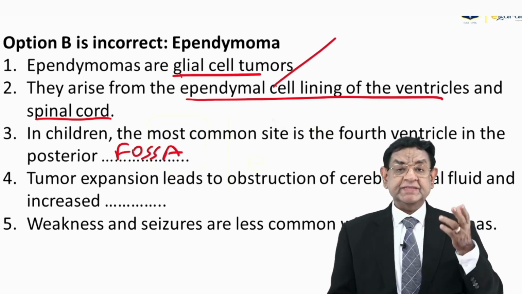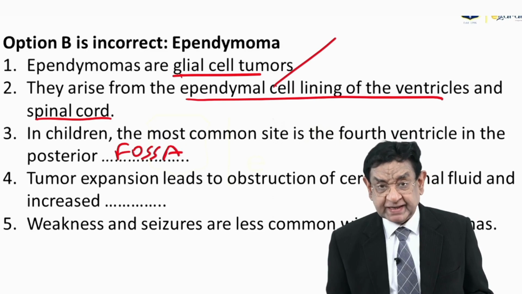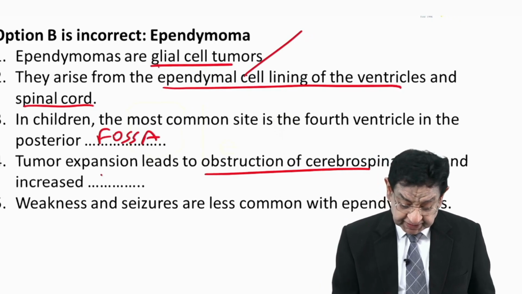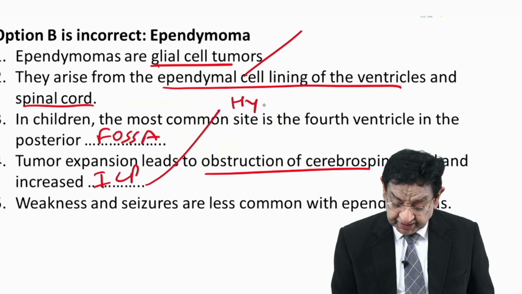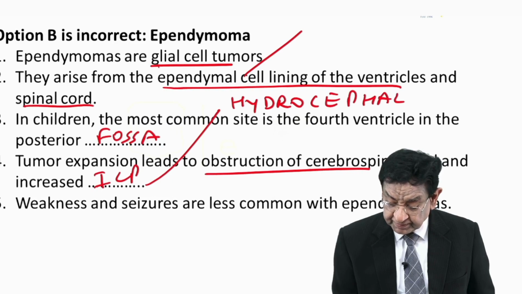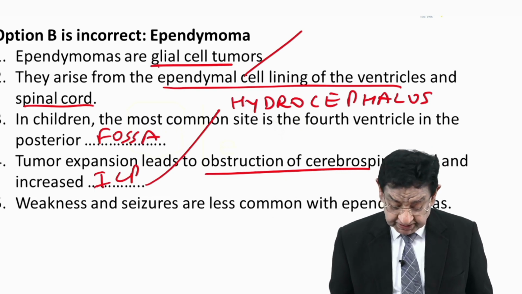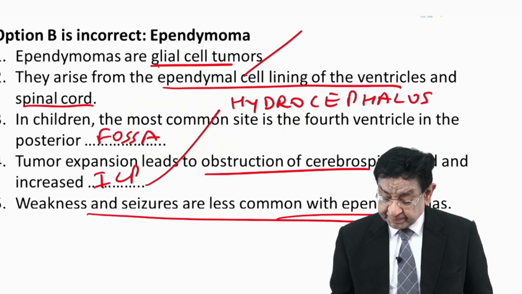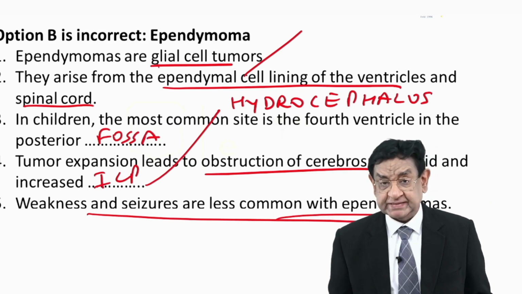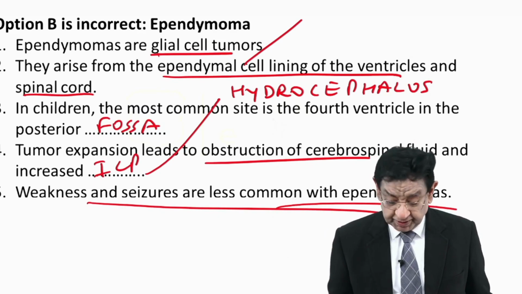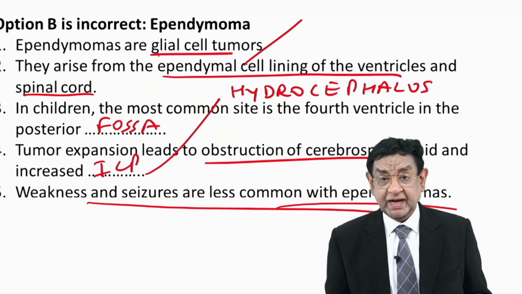So definitely when it is arising in the posterior fossa lining, it is going to have obstruction of CSF flow, and that leads to increased intracranial pressure, and it can also lead to hydrocephalus. Why? Because it is causing obstruction to CSF flow. Weakness and seizure are less common with ependymoma because they are arising inside the lining of the CSF flow site, right?